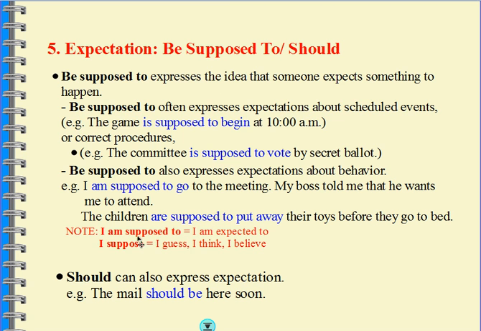Pay attention, I am supposed to means I am expected to, and I suppose means I guess, or I think, or I believe. Should can also express expectation. Example, the mail should be here soon.